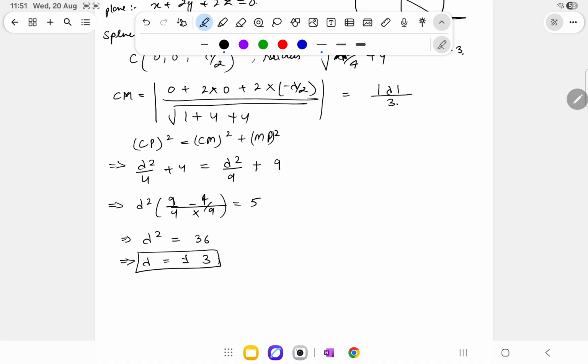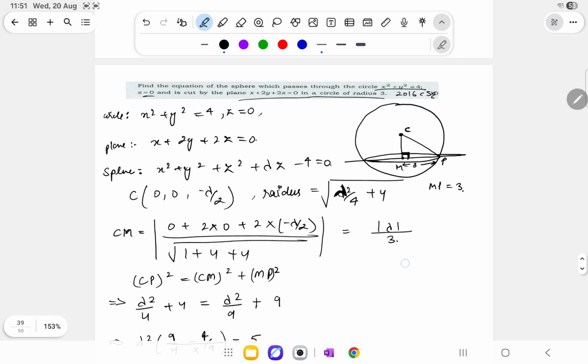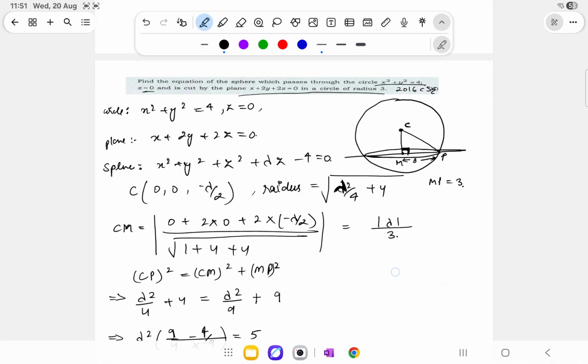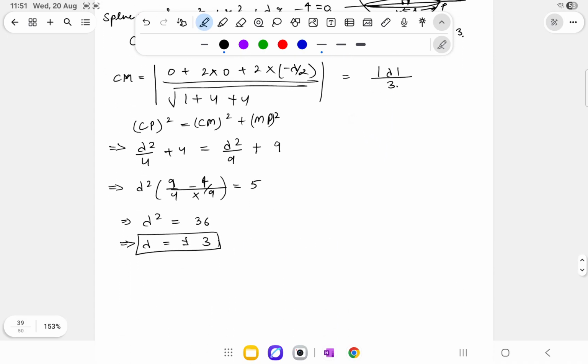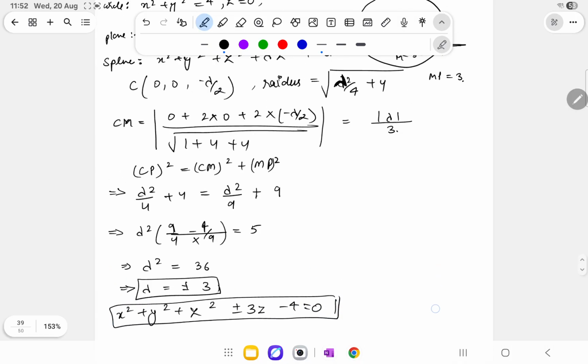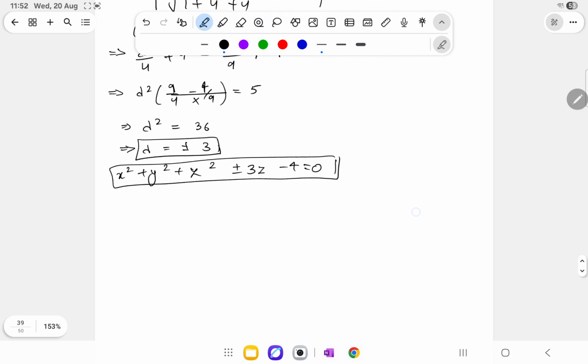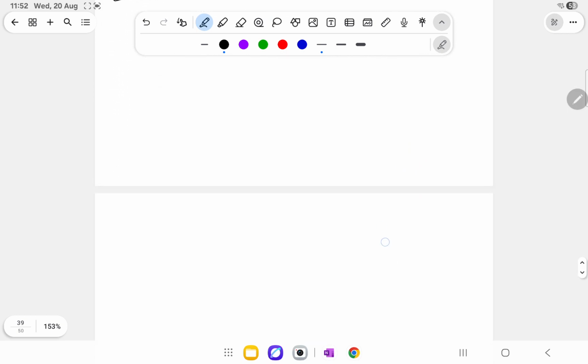So I got two equations of sphere. My required equation of sphere is x square plus y square plus z square plus minus 6 z minus 4 equals 0. So this is my required equation of sphere. Let's move on to the next question.